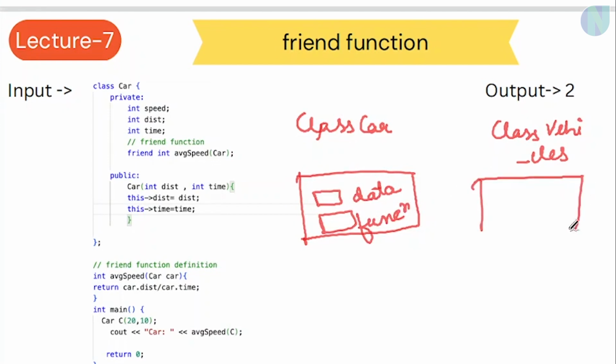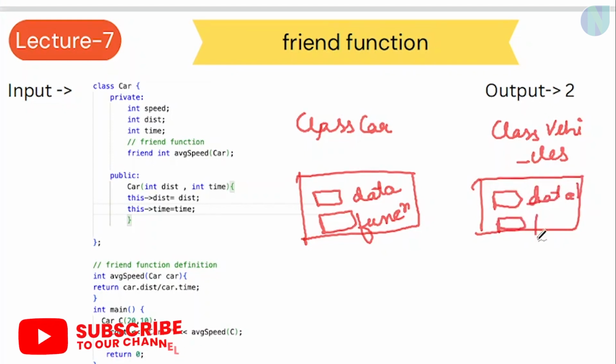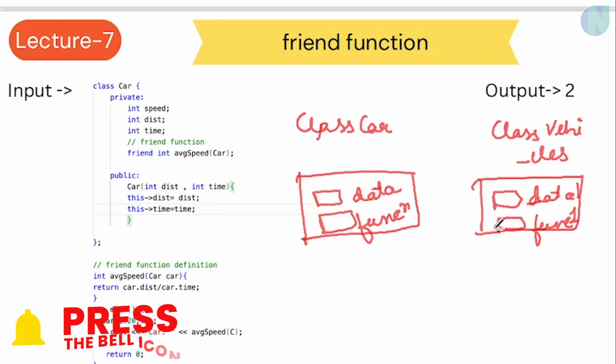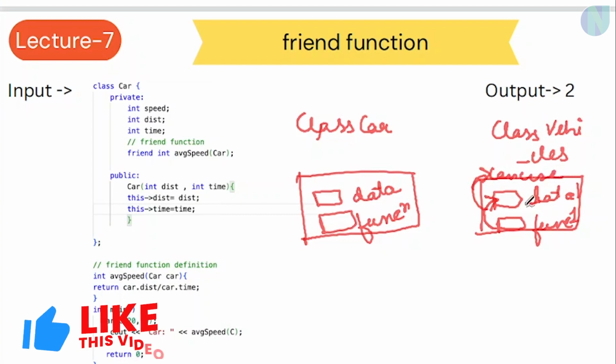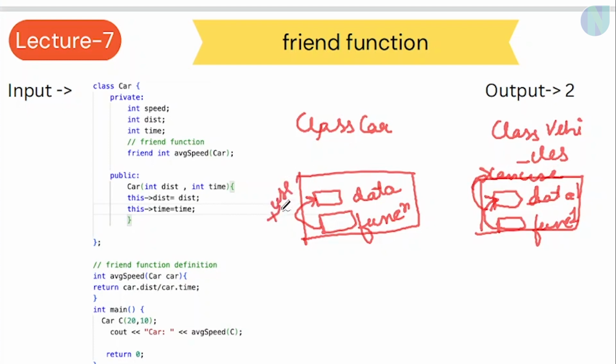Now consider in this class vehicle also, I am having some data 1 and here also I am having some function 1, okay. Now this particular function can use this data. This particular function can use this data. The reason is they are in the same class, they are the member functions and the member variables. So member functions can access member variables, and vice versa in this class, that member function can access member variables.